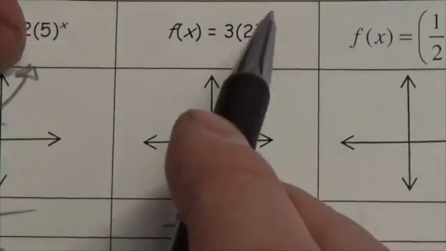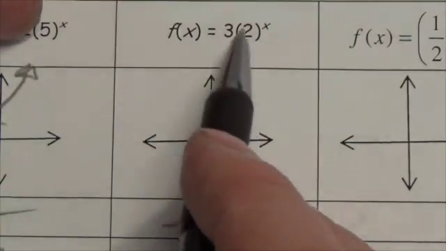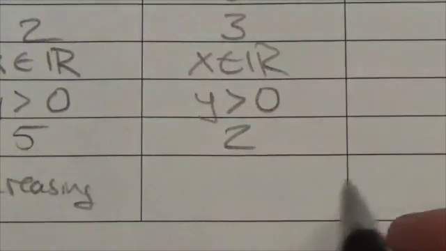The domain, again, there's nothing weird going on with that. X is an element of the reals. The range is going to be greater than 0. It's not going to hit the x-axis. The value of b, let's go back up here. B is the base of the exponential, the base of the power. The base is 2. Because that's greater than 1, this is going to be increasing.